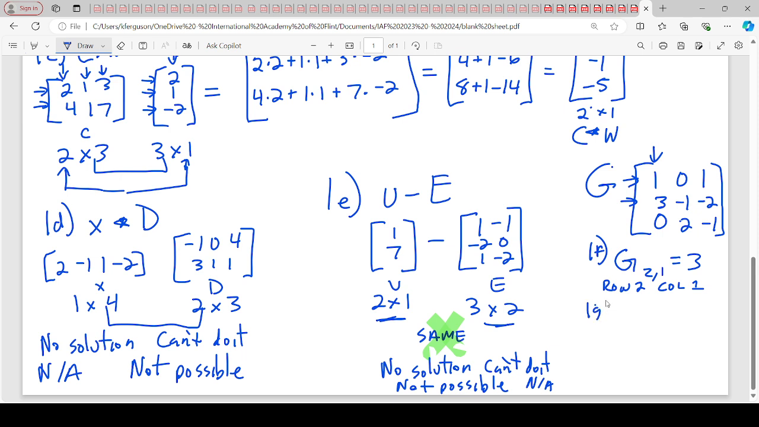1G. What is G of 1, 2? So that is row 1, column 2. So row 1, column 2. That's 0.